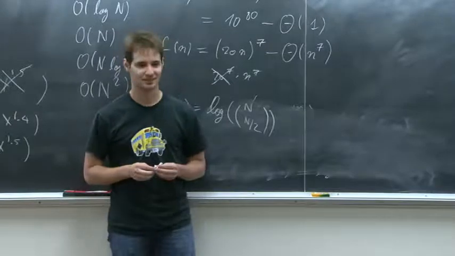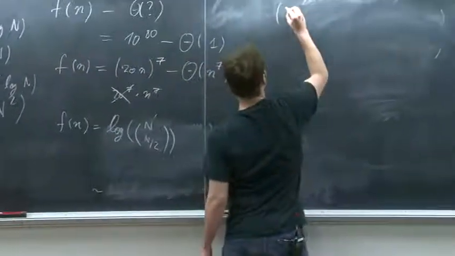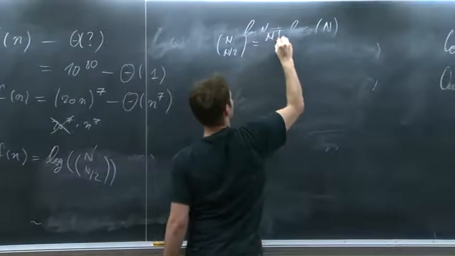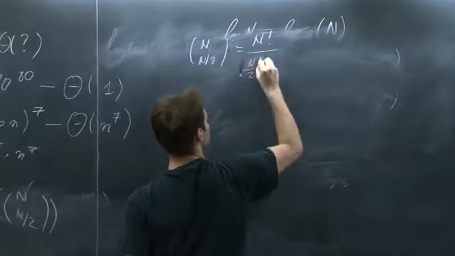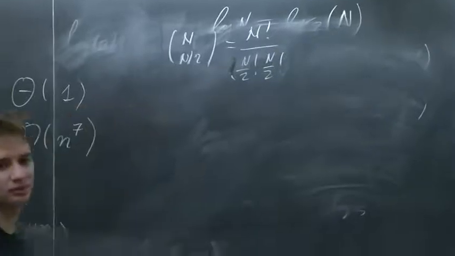What's n choose n over 2? Is that n factorial over n divided by 2 factorial times n divided by 2 factorial? Close.